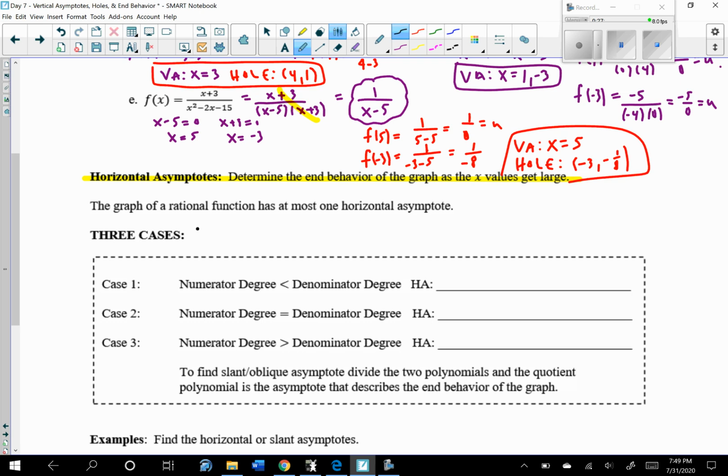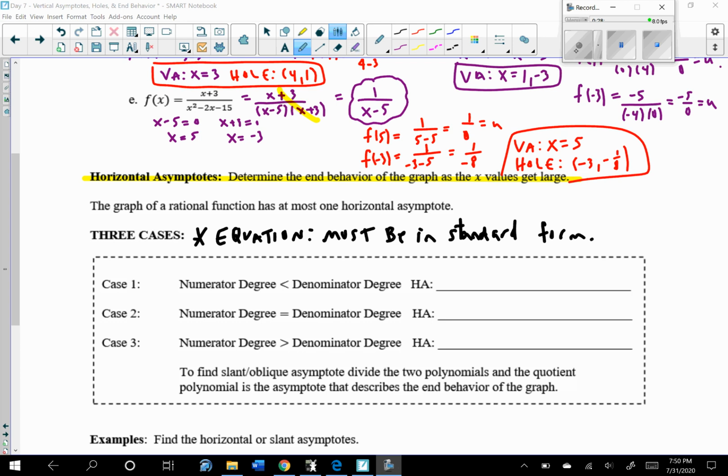So the equation must be in standard form. It's unlike finding vertical asymptotes and holes, where you want to use the factored form. But for horizontal asymptotes, you always want the equation to be in standard form in order to check.